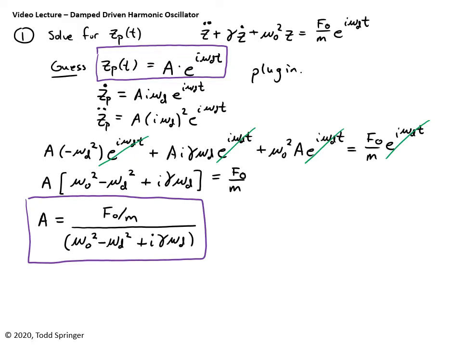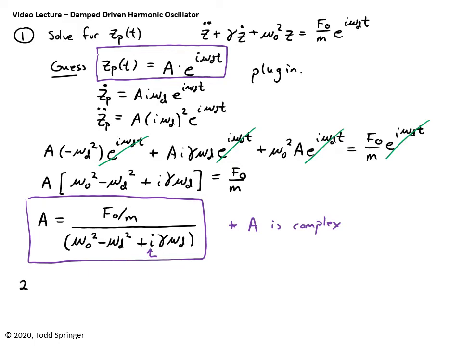One thing that's important to note is that A is complex. Notice that there is an i sitting here. So that's a complex number, and that's going to be important going forward. Okay, but step one of the plan is done, and that was pretty easy.